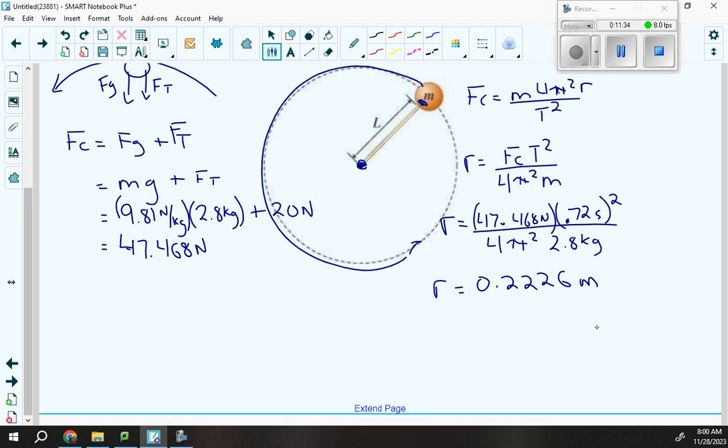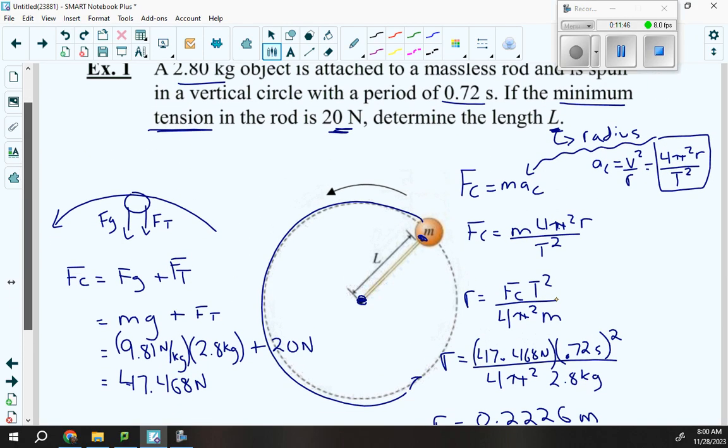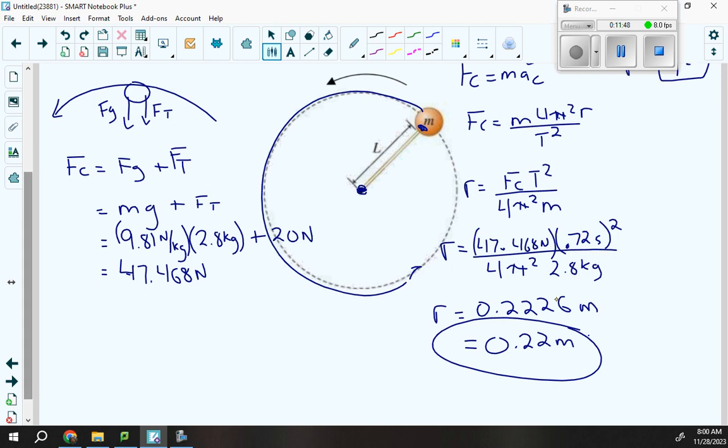Let's check out the sig digs for this. Looks like 2 of them. So 0.22 meters, or 22 centimeters if you want. So kind of reasonable for, you know, maybe a guy swinging his keys around or something like that. I don't know, 2.8 kilogram keys might be excessive. So anyways, hopefully you get the idea.